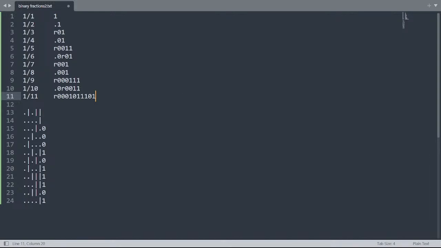We have 1/11th in binary calculated using the magic sequence. Now, let's keep going. We got 1/12th. 1/12th is the same thing we did for 1/6. It's 0.00 rep 01. 1/13th, I think we need the magic sequence for this one, right? Yeah, we need the magic sequence for this one because it's prime.